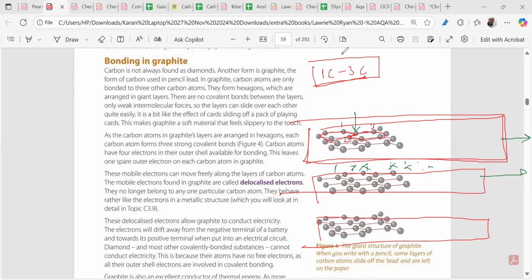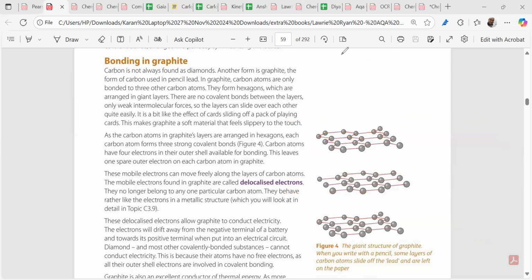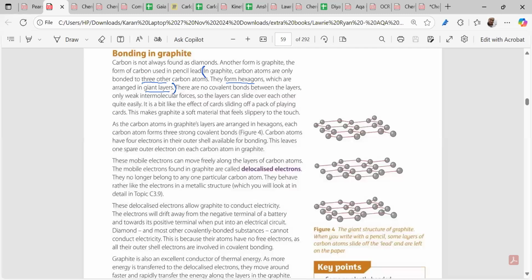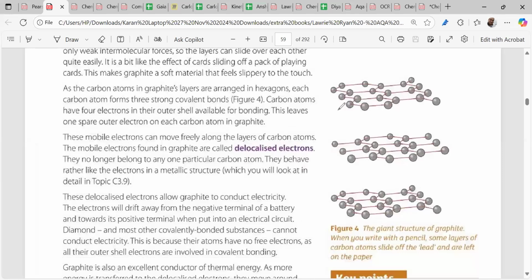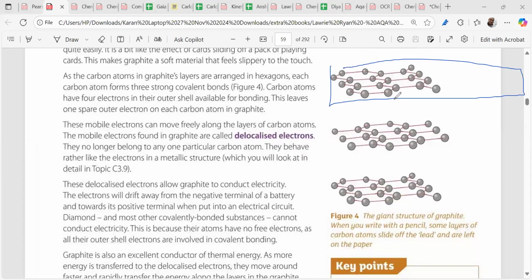This is a very important portion we have to know about graphite. One carbon is attached to three other carbons in the form of hexagons and giant layers. When we use the word giant, it means there are how many bonds? Millions or billions of bonds, right? So graphite will have a high melting point and boiling point, because you have to break all these millions of bonds.